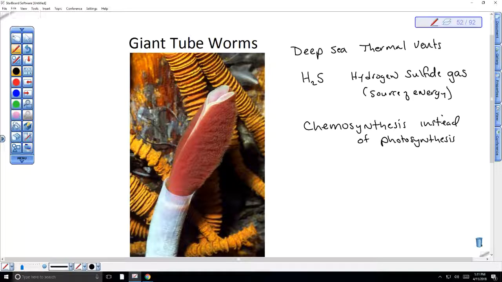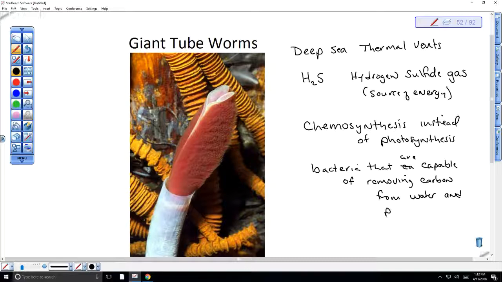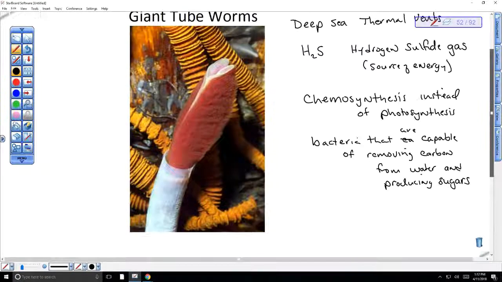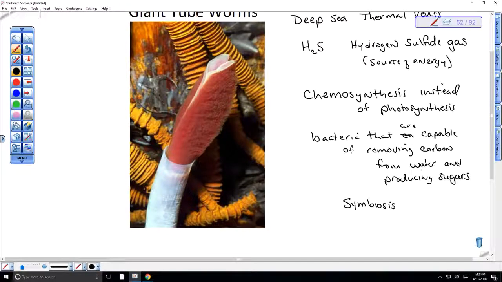And so they do this by having bacteria. So the tube worms have bacteria that are capable of removing carbon from the water and producing sugars. So this would be another good example of symbiosis. This is an example of coming together, mutualistic probably, because the bacteria are providing the tube worms with a source of energy, and then the tube worms provide them with a place to live. Okay, so they live actually in their gills. So that's an example of symbiosis.